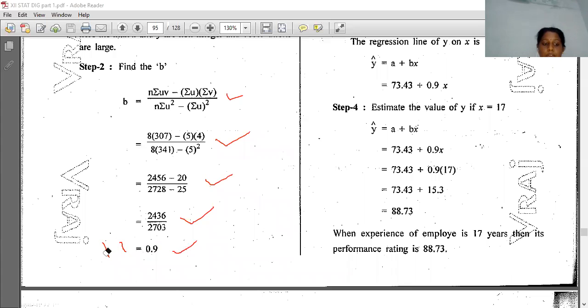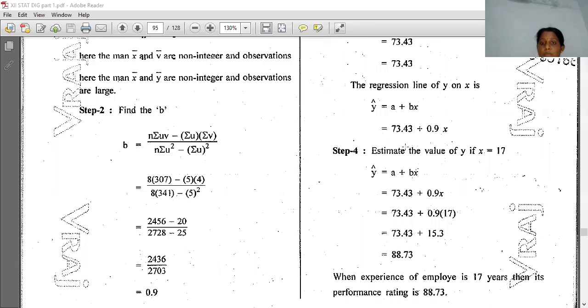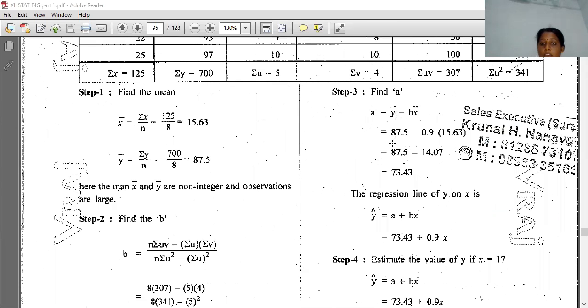Now we will go for step 3, that is to find a. So what is the formula of a, children? A is y bar minus b x bar. So what is the value of y bar? Our y bar comes to 87.5 minus b, which is 0.9, and x bar is 15.63. So 87.5 minus 14.07, that comes to 73.43.